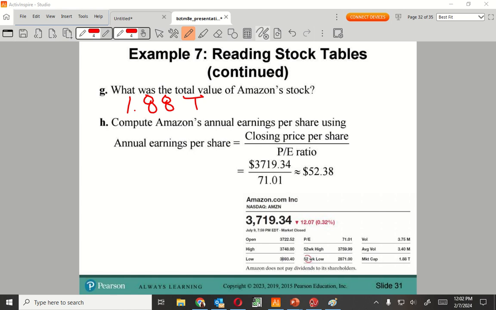Alrighty. So, next one. It says compute Amazon annual earnings per share using this right here. So, the math is actually pretty easy. I left it on here so you know where it comes from. Closing price per share, which is right here. We got this number right here, closing price, divided by the PE, which is right here. So as you're reading this, it's just going to be like that. You're taking these two numbers, divide them, and that's going to be your annual earnings per share. So that's probably going to be the most complicated part of the math here.